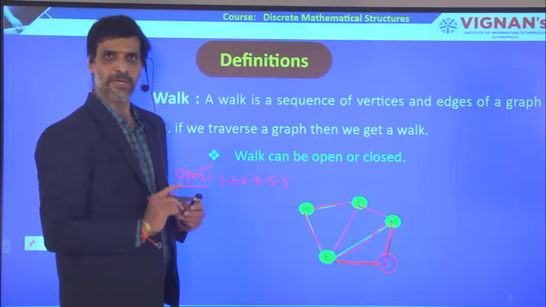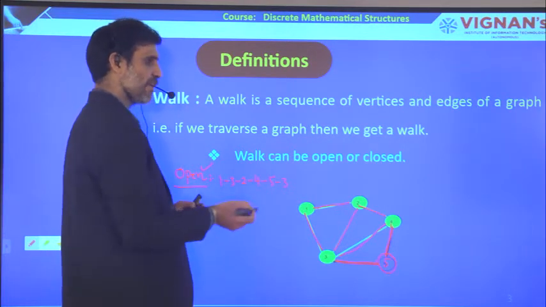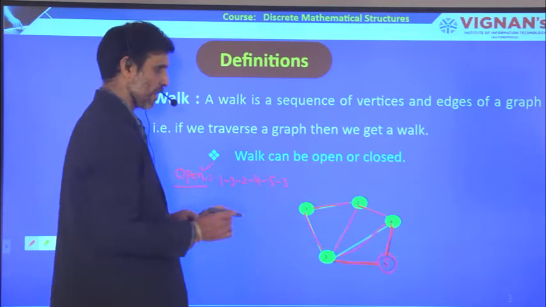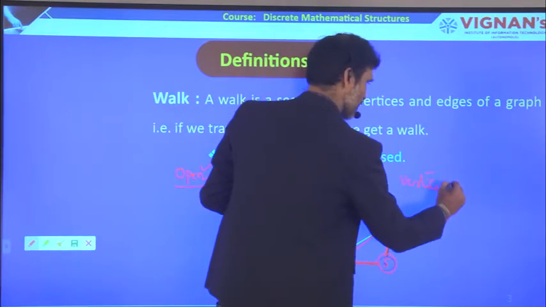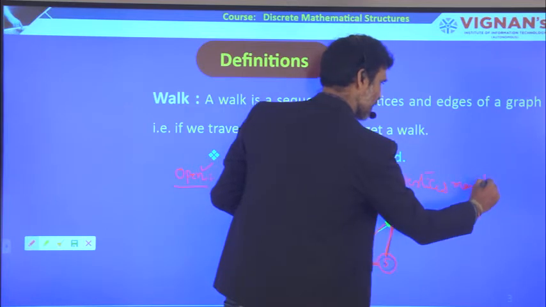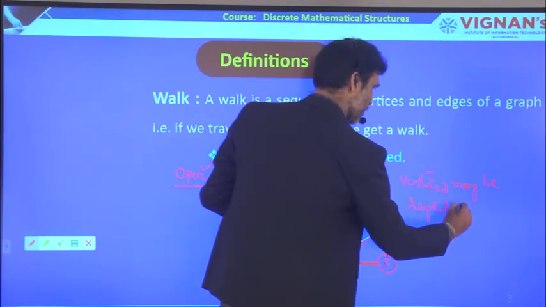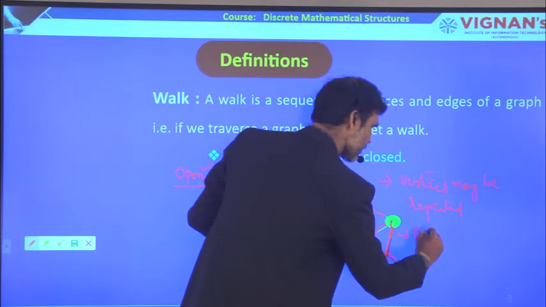And one more important point in this particular definition: the vertices and the edges may be repeated any number of times. Remember that vertices may be repeated, and second, edges may be repeated.